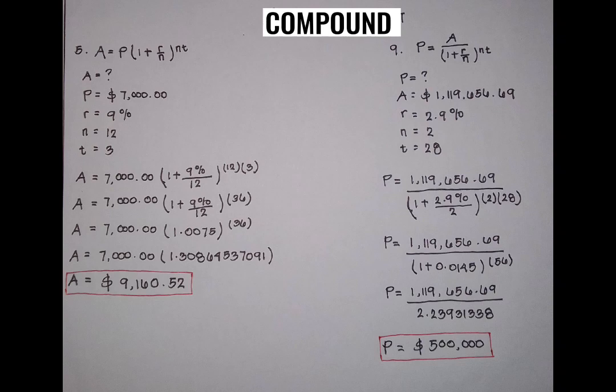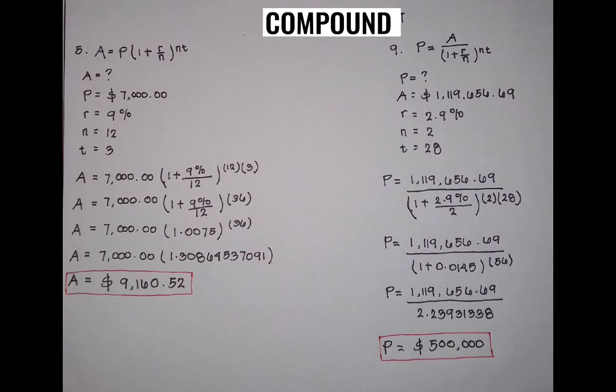So next, A is equals to 7,000. So we need to multiply 1.0075 raised to the power of 36 is equals to 1.30864537091. So to get the final answer, all we need to do is to multiply 7,000 times 1.30864537091 is equals to A, 9,160.52 US dollar.